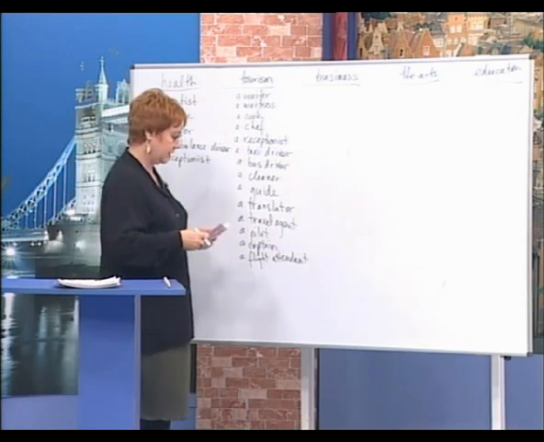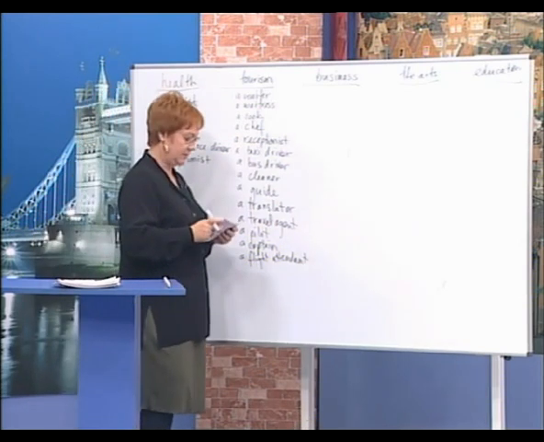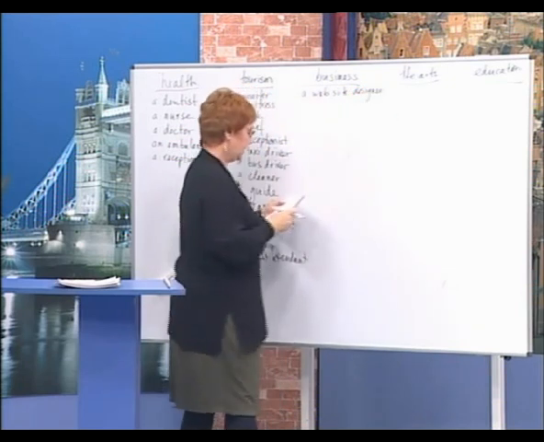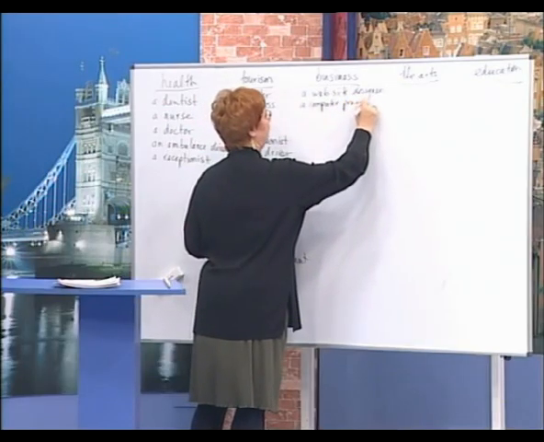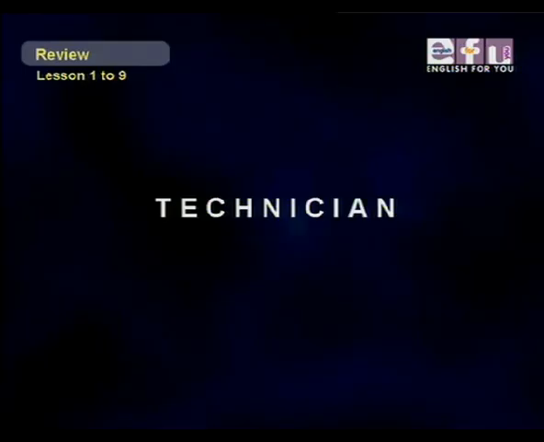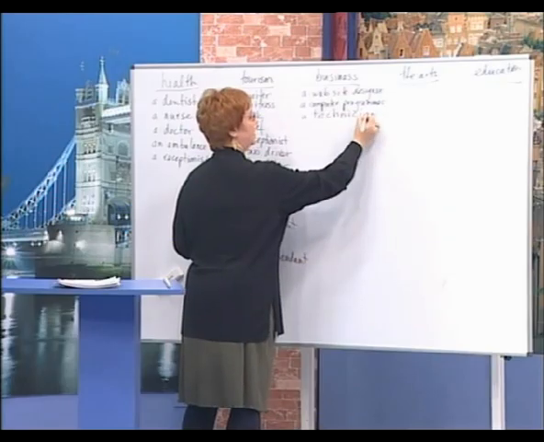Okay, now let's look at business, and we'll start with Isabel. Okay, a website designer. He or she works in an office. Okay, a website designer. All right, Ali. A computer programmer. He or she works in an office. Yes. Okay, these are long ones. A computer programmer. Okay, Susan? A technician. He works everywhere. Okay, spell technician. T-E-C-H-N-I-C-I-A-N. Good. Yes, a technician.